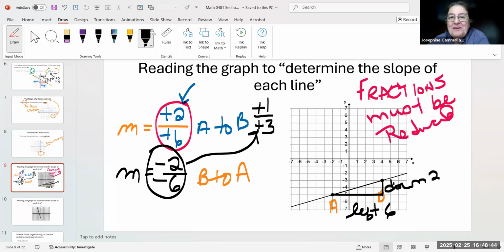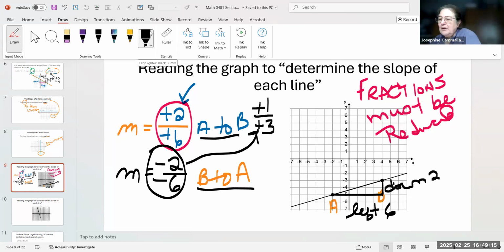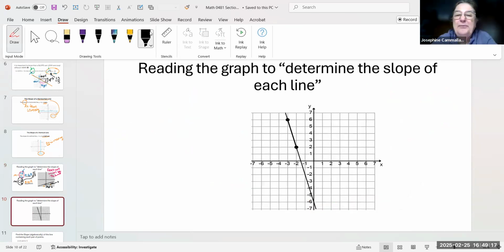Yes. When you have 2 points on a graph, or you have a line on a graph, you can read the slope a lot quicker than you can do it algebraically. But you have to be able to know that you can go from A to B or B to A, and you're going to get the same answer. That's the beautiful part about slope. Well, let's try one more.